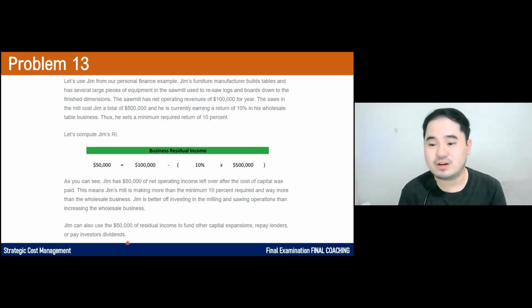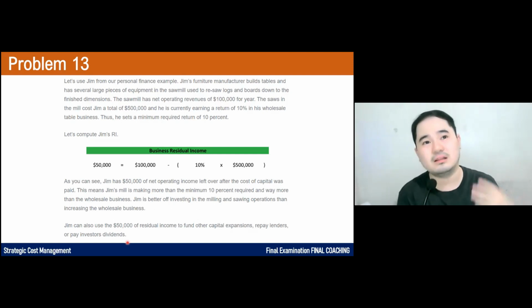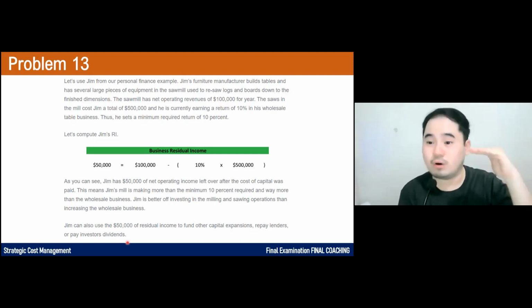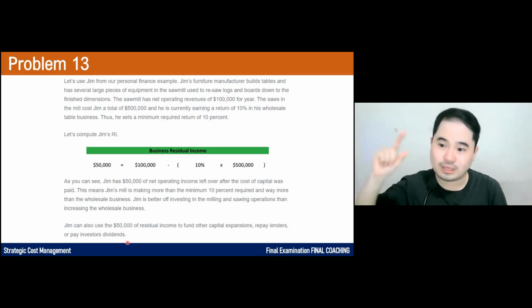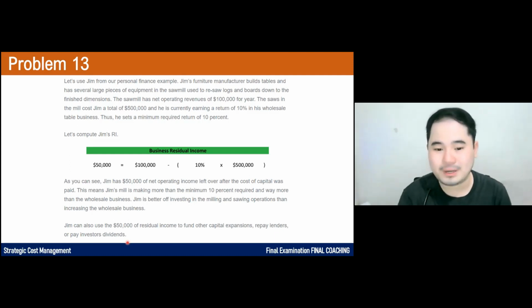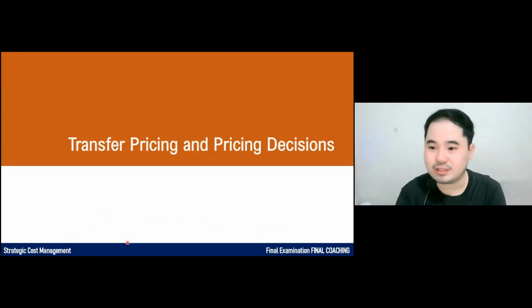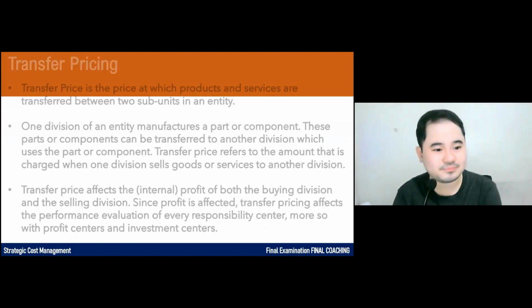Again, kung positive ang net income, congratulations din naman talaga yon, no problem. It's just that when we set a specific requirement and there is a residual income, that's much more better. Okay? So ang target natin, a positive residual income. Okay, diretso na ako ng transfer pricing and pricing decisions.